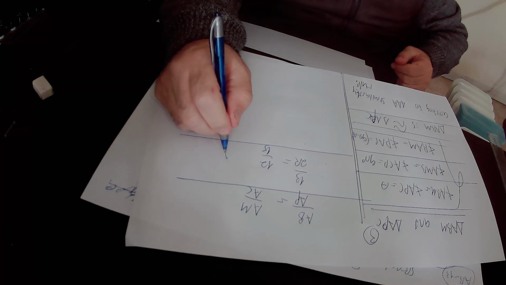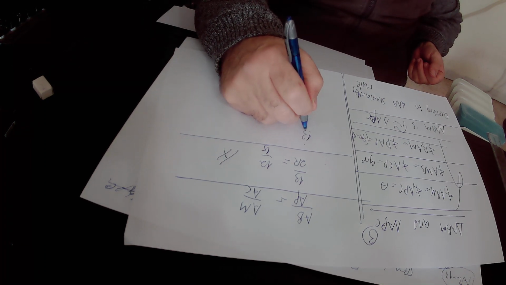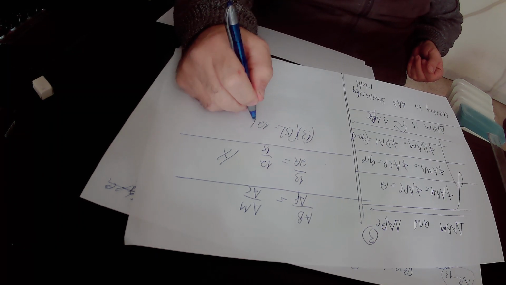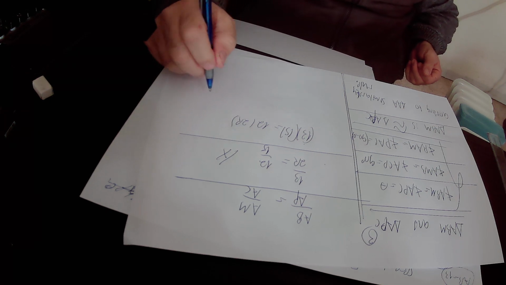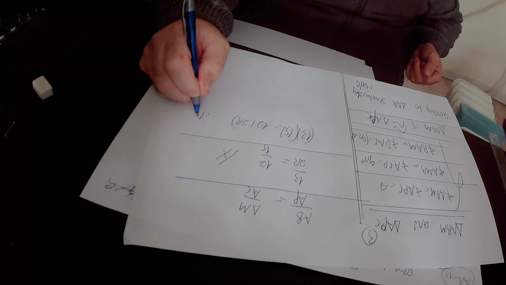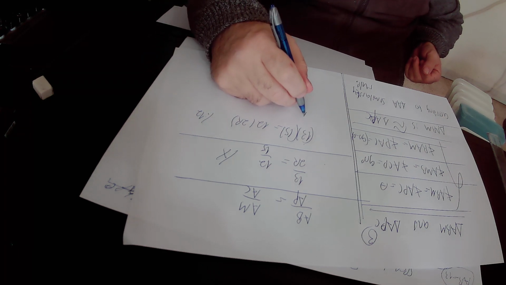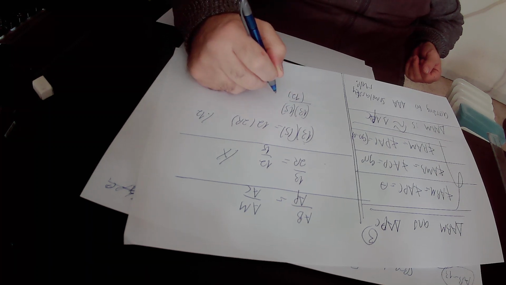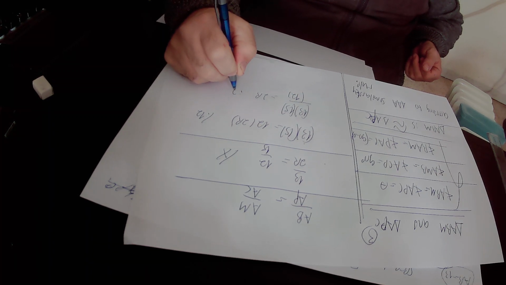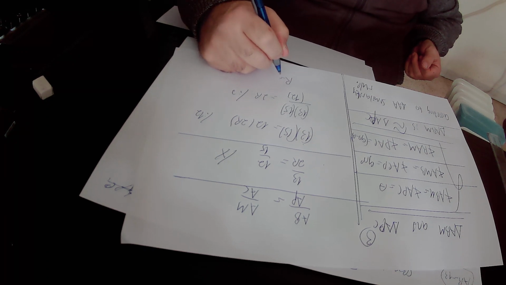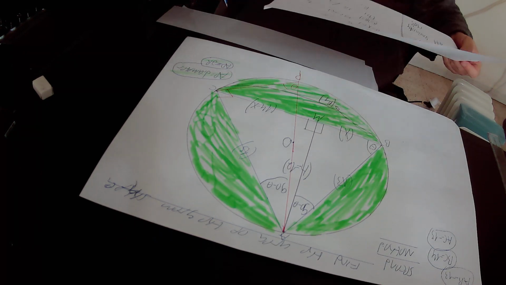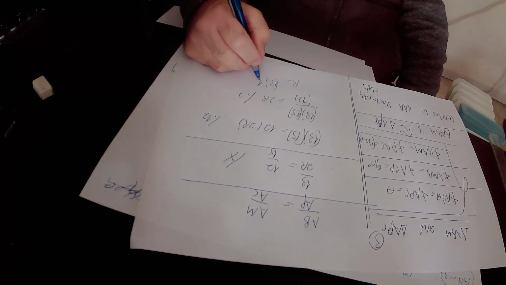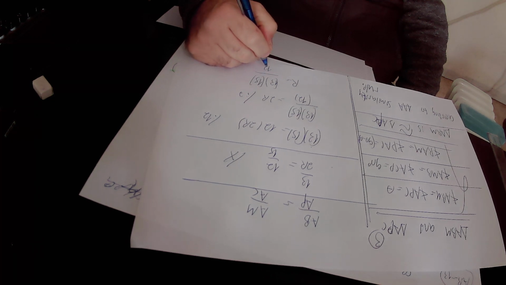Here we cross multiply this equation, and we get that 13 times 15 equals 12 times 2R. Here we divide this equation by 12, and finally we get that 13 times 15 over 12 equals 2R. Here we divide this equation by 2, and finally we get that R, that is the radius of this circle, equals 13 times 15 over 12 times 2.